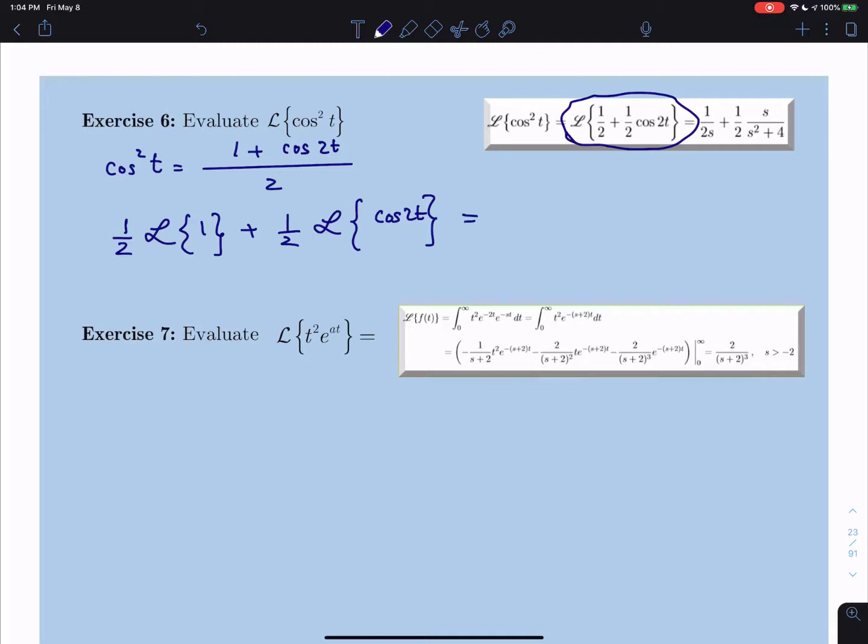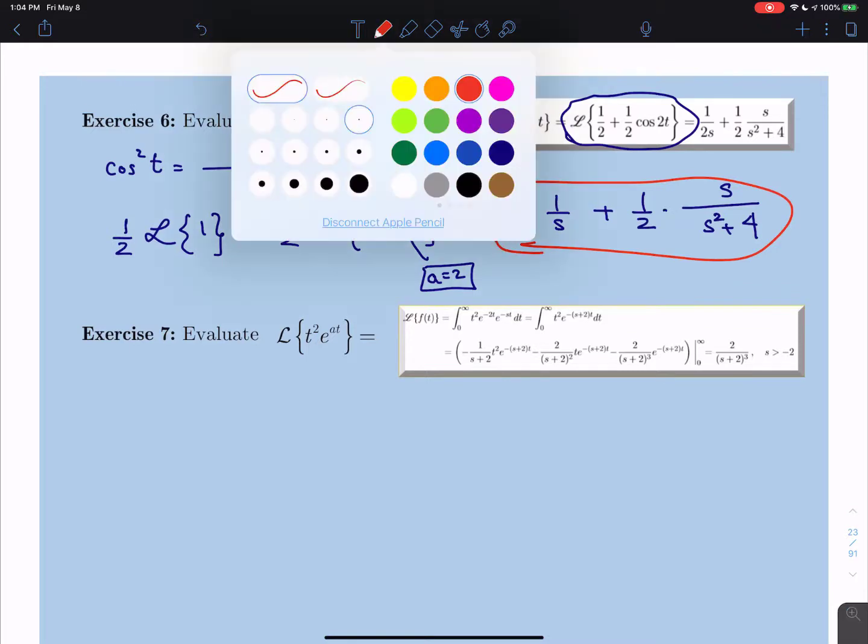Now, 1/2 Laplace transform of 1. Laplace transform of 1 is 1 over s, so it's 1 over 2s, plus, I keep the 1/2 out, Laplace transform of cosine of 2t, we remember, is s over s squared plus a squared. A here is 2, so it'll be plus 4. And again, we found the Laplace transform without using the definition.